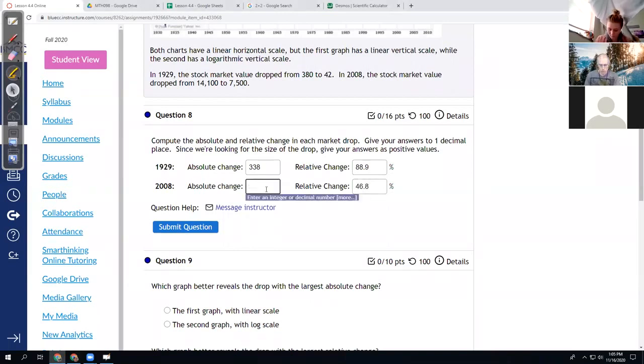And this absolute change was 6,600, right? So that's a pretty big absolute change, but based on what money was worth in 2008, it was only a 47% drop. Now I say only a 47% drop, that's huge, but it's not nearly as big as an almost 90% drop. So in 2008, there was a bigger absolute change, but in 1929, that was a bigger relative change.